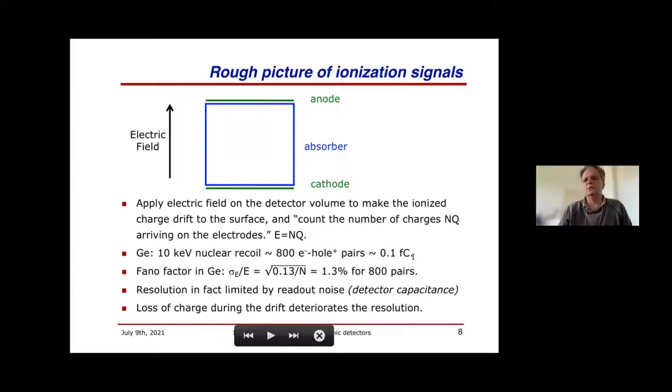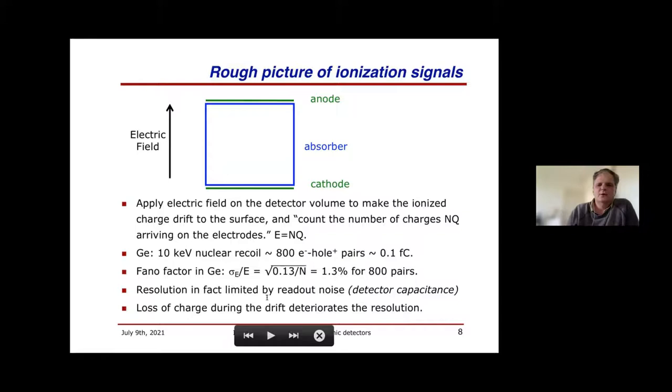That's something that you can measure. And also the statistical fluctuation on this 800 is smaller than just Poisson statistic because there's a correlation in the way that this energy is shared between the different particles. So therefore you do not have the 1/√n relative resolution on this signal, but you have a reduction, which is called the Fano factor.